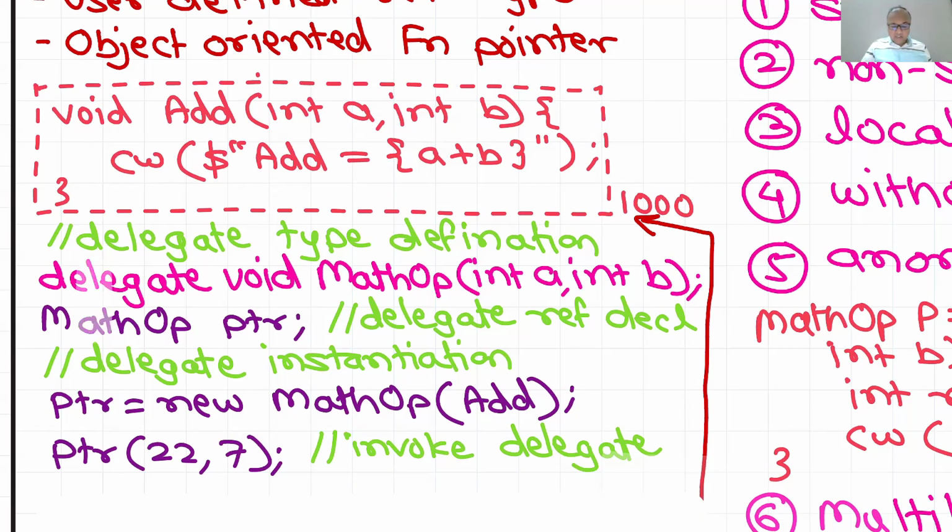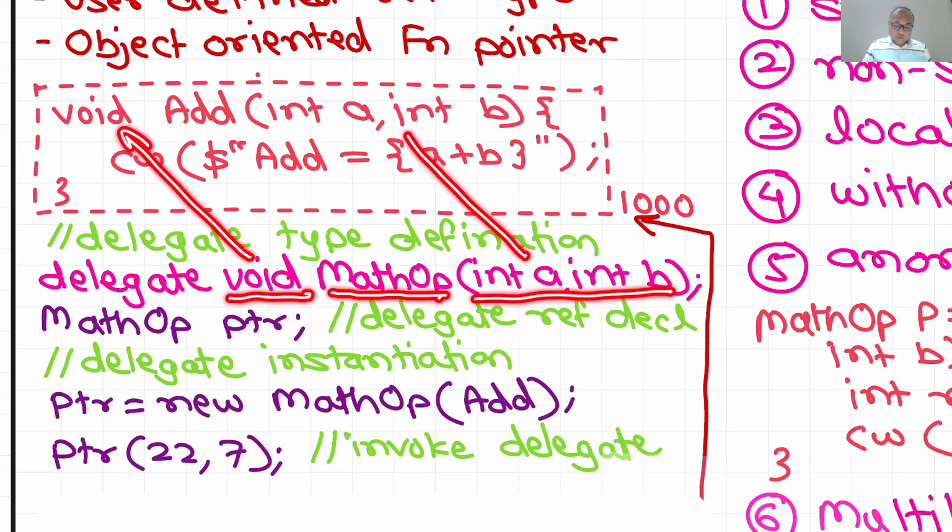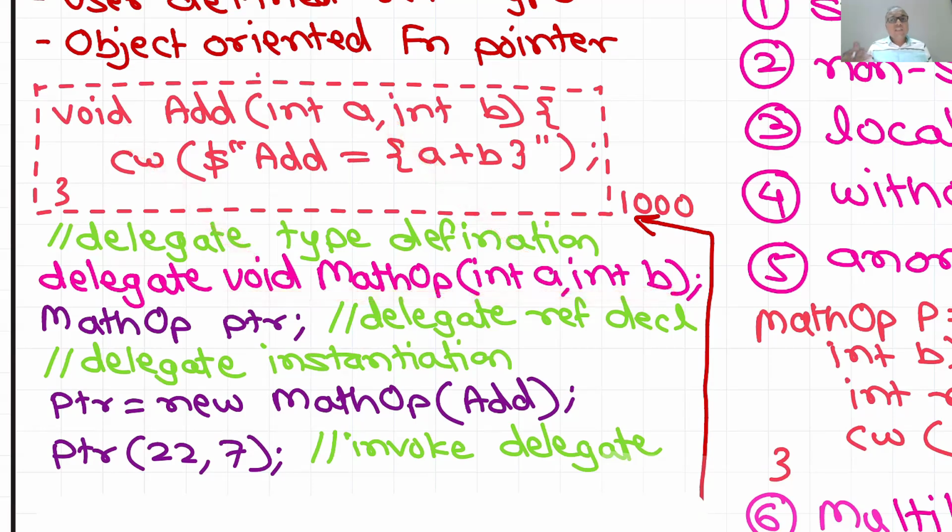After the delegate keyword, I need to write the return type of the function, then the name of the delegate, and then the argument types. Please note that this particular signature must match the function whose address you want to keep in that delegate. Now, this is just a data type. To create the actual object, you need to first declare the delegate reference, and then you can create the delegate object using the new operator.